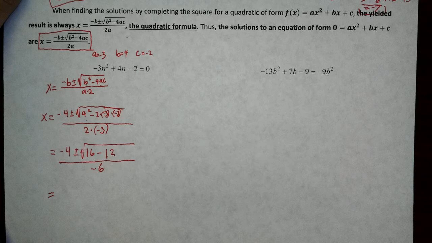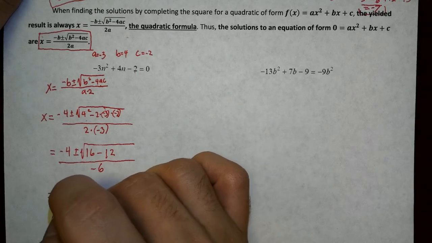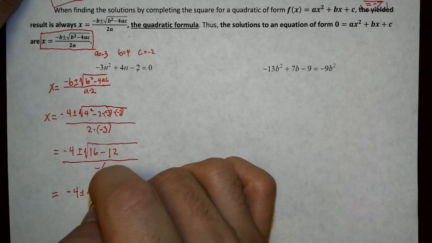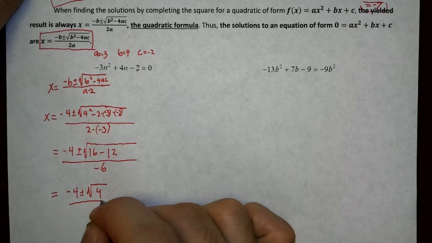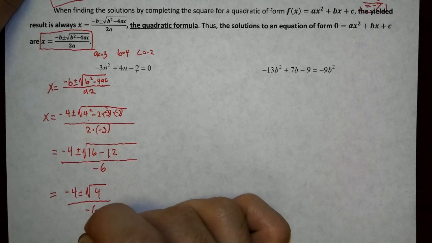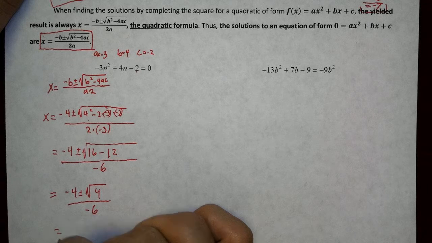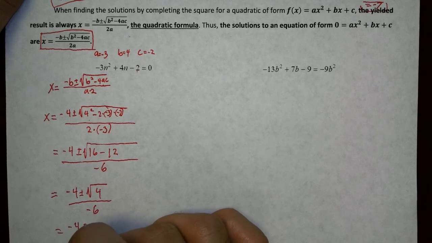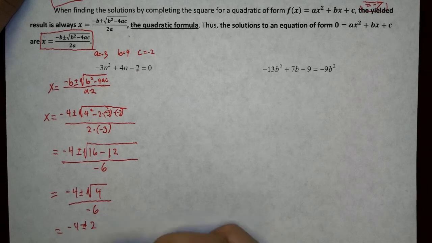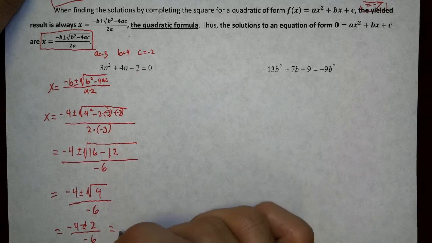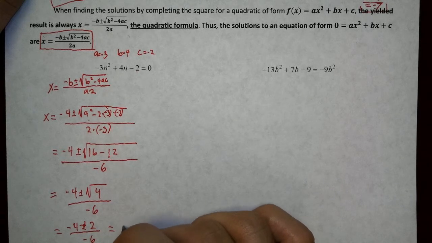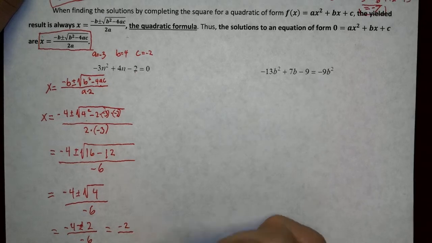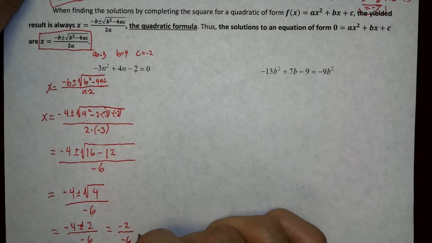So 16 minus 12, well, looky there. That's going to be plus or minus the square root of 4. That is a nice, easy radical that we can calculate. That's going to be negative 4 plus or minus 2 divided by negative 6. And that's going to equal, well, negative 4 plus 2 is going to be, oof, that's very terribly written. I need to work on my penmanship. Mr. Zoyas, get better at your penmanship.